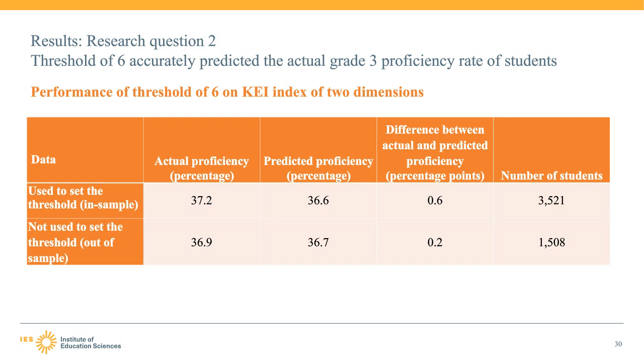To look at how well the threshold would work in data that weren't used to set it, we used the other portion of our data, the second row in this table, to test how well the threshold performed. And what that shows us is that the threshold was similarly accurate in these data that weren't used to set the threshold.